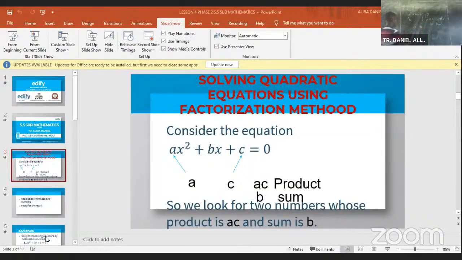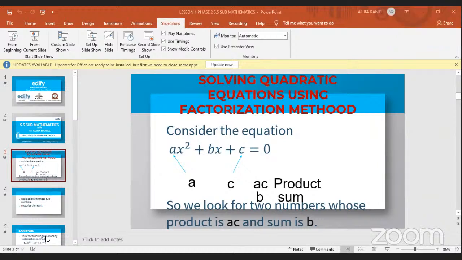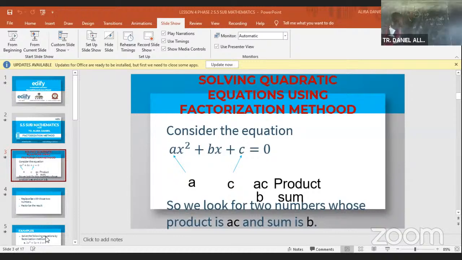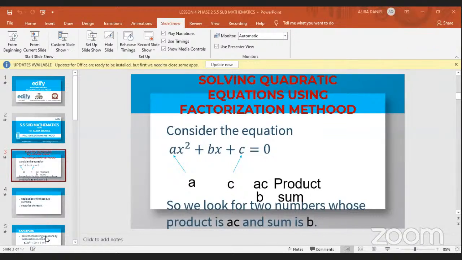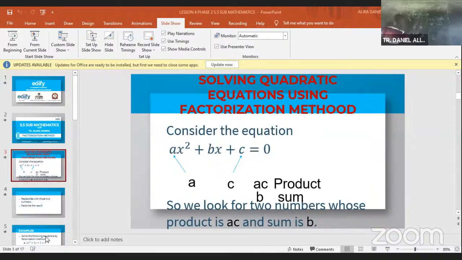Now, after getting the two numbers, which when you multiply, you get ac, and when you add them, you get b, you replace bx with those two numbers. So we shall remove this and then replace it with these two numbers. So we shall have ax squared plus wx plus xx plus c equals 0. Then from there, you do the factorization.